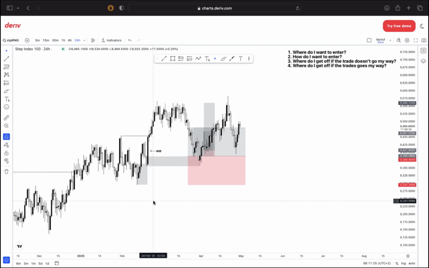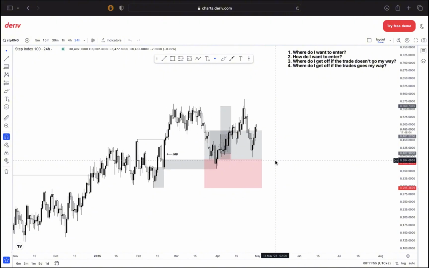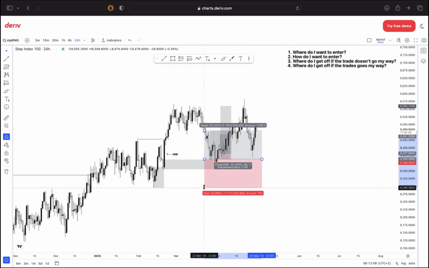The main reason why I'm saying this is where I would like to place my stop loss is that it brings us to the third question: where do you want to get off if the trade doesn't go your way? Each and every time when you are executing a trade, you need to understand where you would like to enter, how you would like to enter, and where you get off if the trade doesn't go your way. As you can see, I'm doing all those things subconsciously. It's already a routine that I have whenever I want to execute a trade. So I would safely place my stop loss below this low.